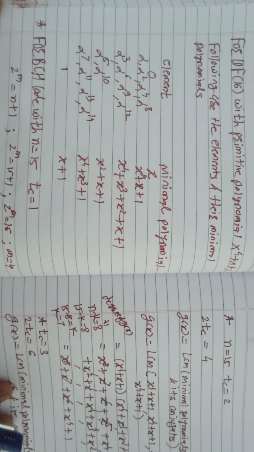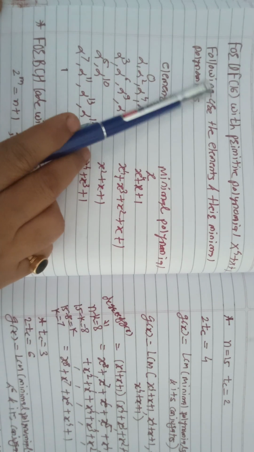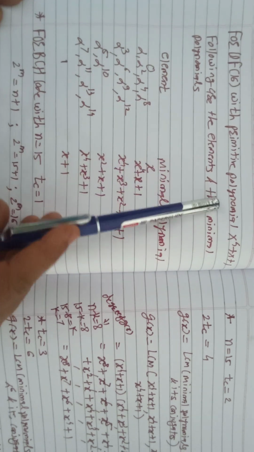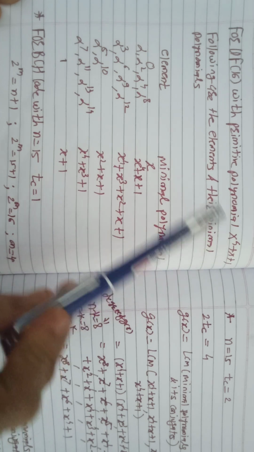In this video we will see how to obtain the generator polynomial for BCH code with n equal to 15. So for n equal to 15 we have to use the Galois field 16. The primitive polynomial is x raised to 4 plus x plus 1.